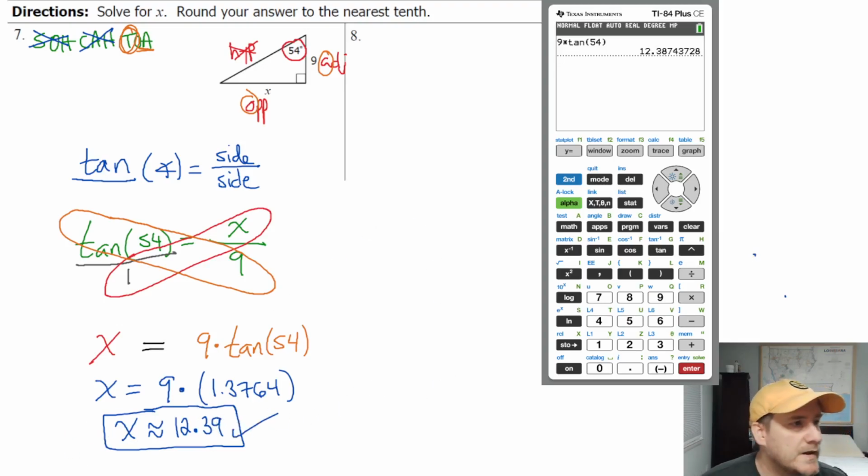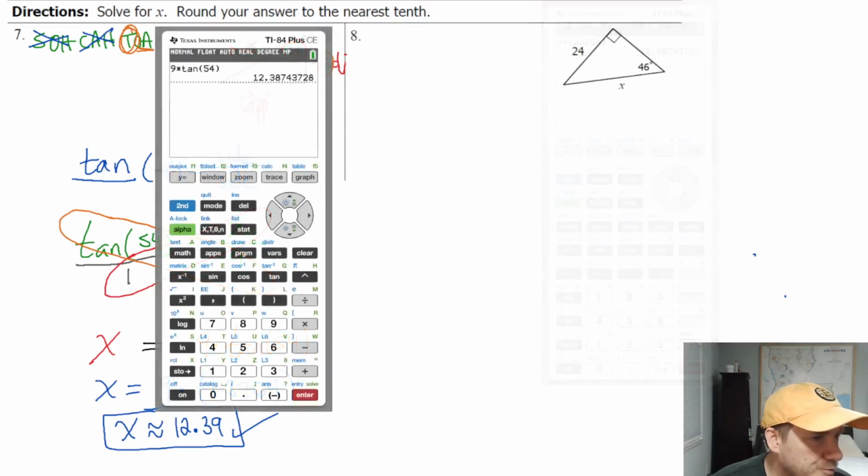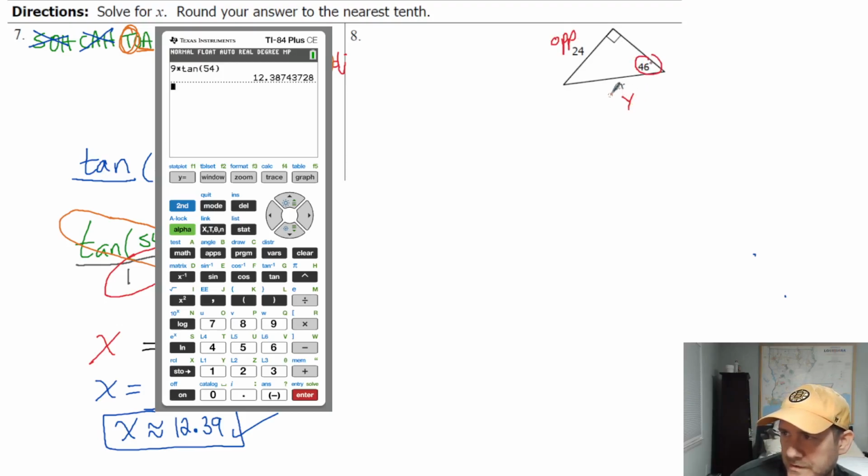Okay? So speaking of the next problem, let's head over to number 8. And in number 8, we're going to do the exact same approach. That approach being find the angle you've got and label the parts. We've got opposite and we've got hypotenuse. Since we have opposite and hypotenuse, we know that we need sine. That again is just coming from SOHCAHTOA. So this time my equation should be the sine of 46 equals 24 over x.